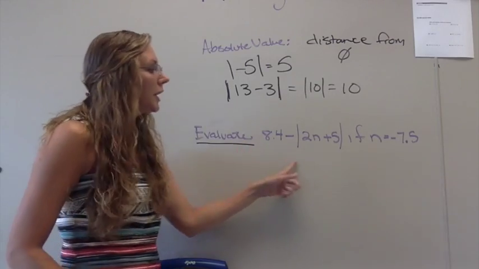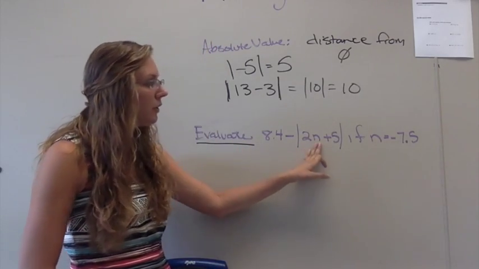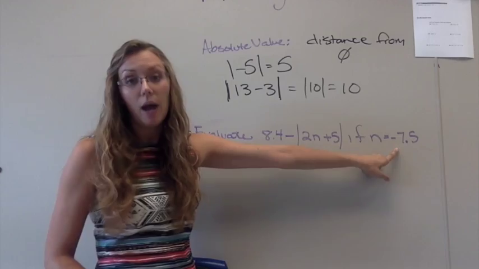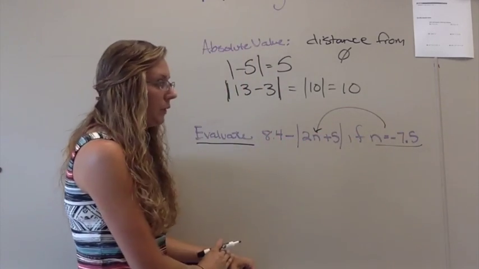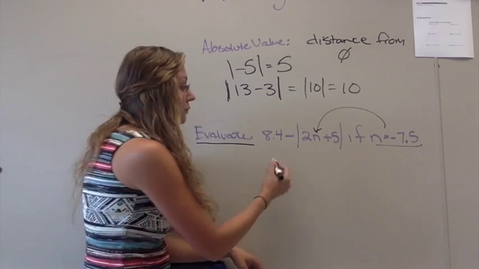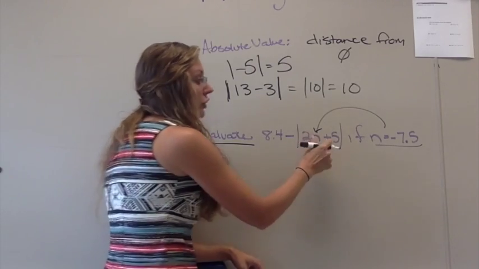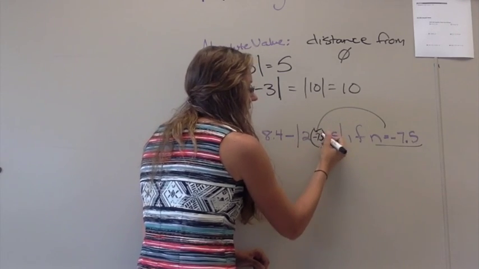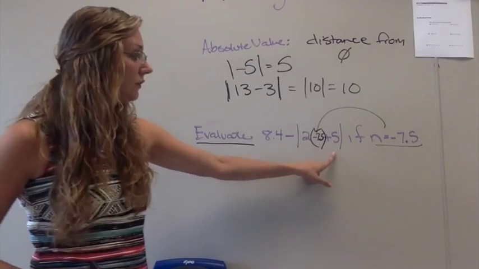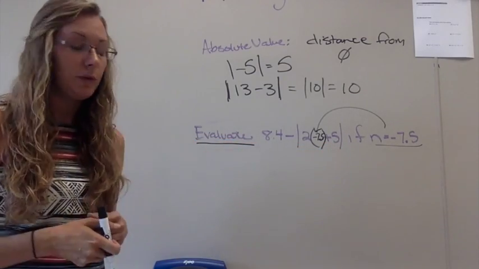So, looking at this problem, I see that I do have a variable n. They tell me what n equals. Obviously, my first step is going to be to take this value and plug it in. Okay, that's what we always do when they give us some sort of value. So I'll have 8.4 minus 2 times negative 7.5 plus 5, all in absolute value bars.